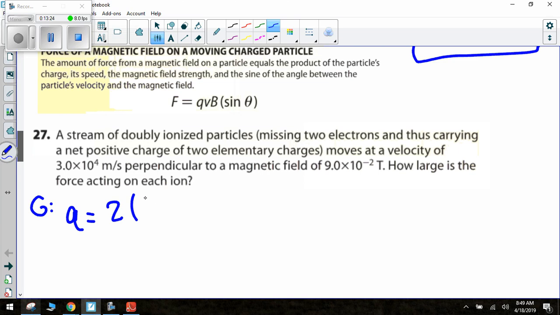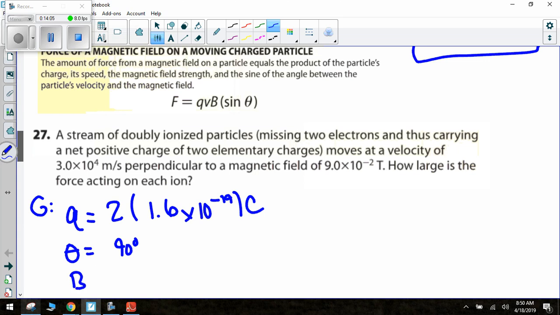So does anyone remember what the charge of an electron or proton is? 1.6 times 10 negative 19 coulombs. Okay? So that's what the charge is. I know this is one of y'all's homework problems, but a lot of people didn't do this correctly, so make sure that you're making that correction now. Okay, so that was Q. It says perpendicular, so perpendicular tells us that theta is what? 90 degrees.